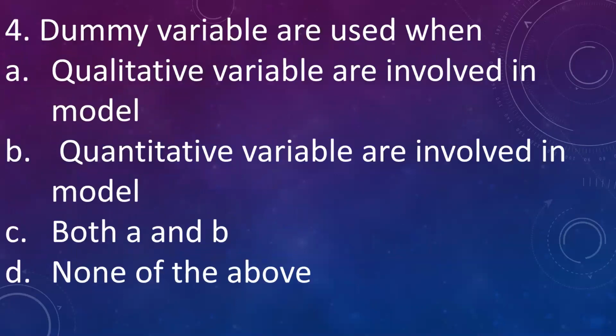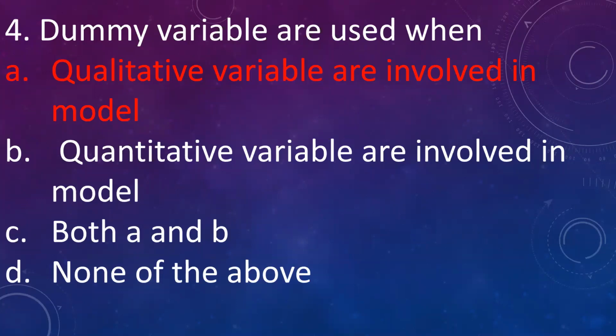And next is, dummy variables are used when A. Qualitative variables are involved in the model, B. Quantitative variables are involved in the model, C. Both A and B, D. None of the above. Answer is A. When qualitative variables are involved in the model, then we use dummy variables. Qualitative variables are those which cannot be quantified, for example, hair color, color of eyes, color of leaves, etc.